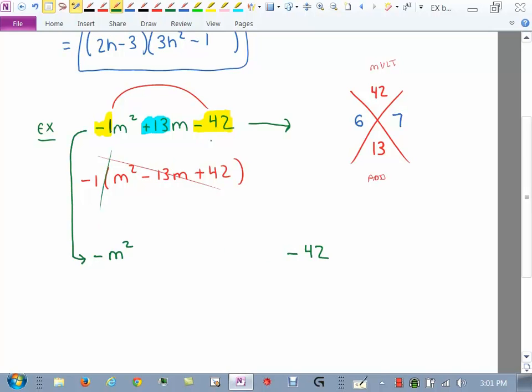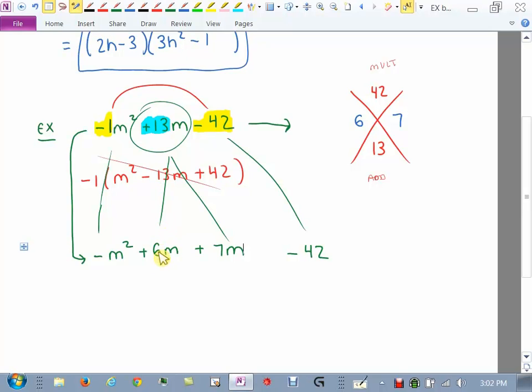So basically the 2 ends are going to stay the same, except that middle piece, the +13m, is going to be written using the 6 and the 7. So I'm going to say, instead of 13m, that's the same as 6m plus 7m. That's just a tricky way of doing it. Do you agree that 13m is the same as 6m and 7m put together? Yes. The reason we do this is because now, how many terms do we have? 4. And since we have 4 terms, we do grouping.